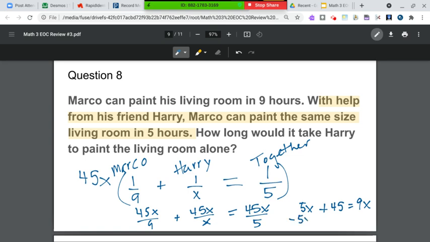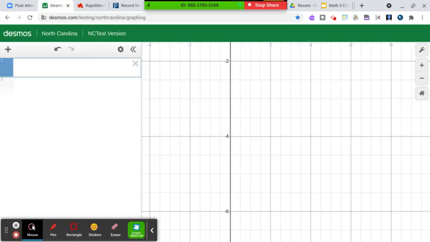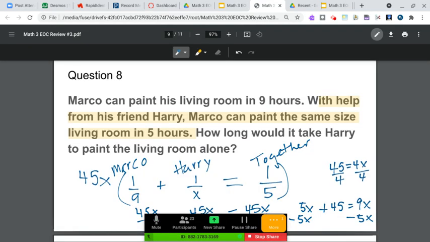Subtract 5x. Sorry, I got to work upwards. 45 equals 4x. Divide by 4. 45 divided by 4 tells us Harry's time if he works alone: 11 and a quarter hours. 11 and 1/4 of an hour, so 11 hours and 15 minutes. x equals 11.25 hours. 11 hours and 15 minutes.